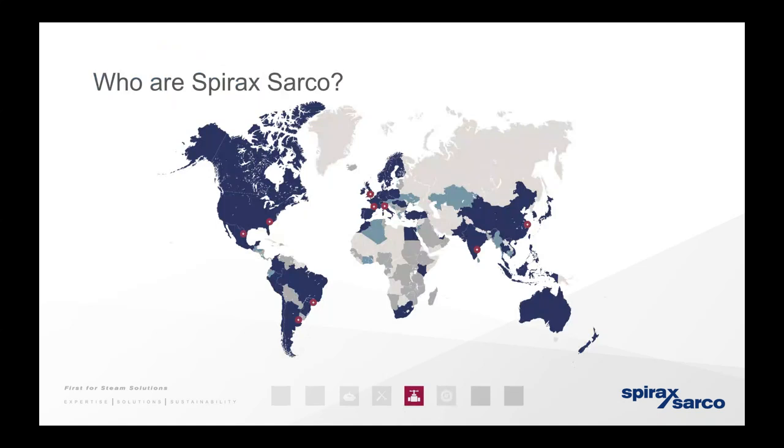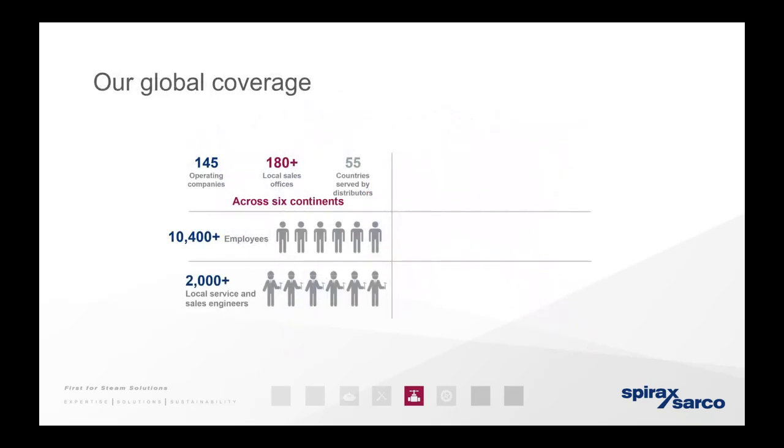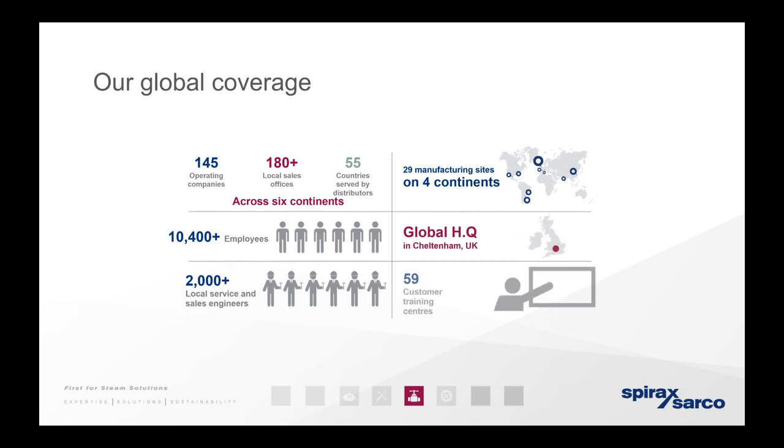All the blue areas are where we have a presence, the green ones too. We have 145 operating companies and 180 plus local sales offices in 55 countries. We have over 10,400 employees, I think now it's probably closer to 11,000, and 2,000 plus local service. We have 29 manufacturing sites across 4 continents, and our HQ is in Cheltenham, which is in the southwest of the UK. And we have 59 customer training centres.